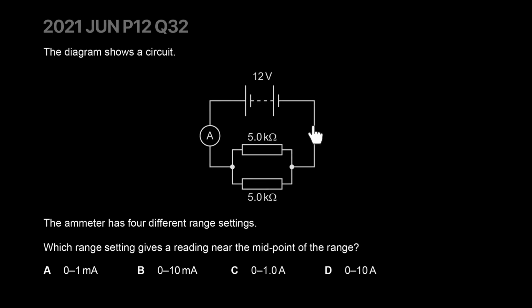The diagram shows a circuit. Bam. So we see a battery is connected to 2 parallel resistors, straightforward. And the ammeter has 4 different range settings. Which range setting gives the reading near the midpoint of the range? Okay, let's first figure out what the current is, then we figure out what the ammeter is. So the total resistance over here is going to be half, because we have 2 resistances in parallel. So you can do 1 over 5 plus 1 over 5 equals 1 over R, and you'll quickly realize it's just going to come out as half of this.